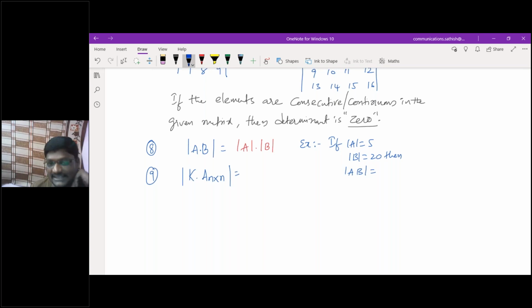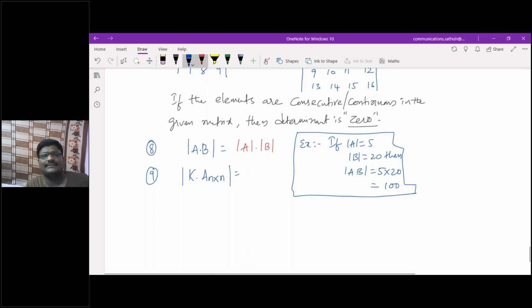Which is one of the previous questions. What's the answer for that? So 5 into 20 is 100. This is one of the previous GATE questions, which you can represent like this. Similarly, the next one.